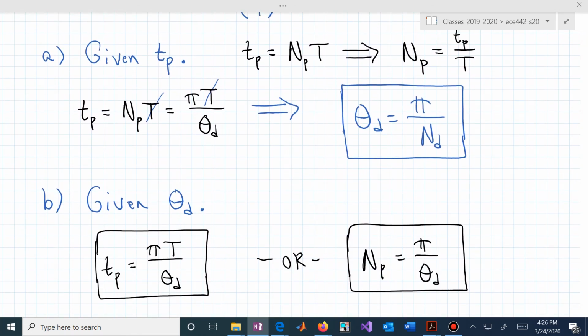Likewise, if somebody gives you theta sub d, you can provide them with the time to peak in an absolute sense, or you can express that in terms of the number of samples to get to the peak. Remember, T sub p can be parameterized in terms of n sub p as n sub p capital T. So now we cancel out the T's and we see that n sub p is pi over theta sub d.